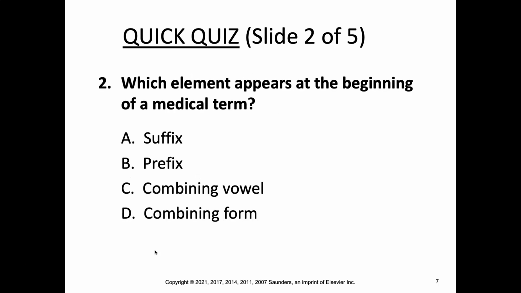All right, quick quiz number 2. Which element appears at the beginning of a medical term? Beginning. Even if you don't know this answer, look down at these 4 options. Is there part of any of these that means beginning or before? Think about that, and that should give you the answer.